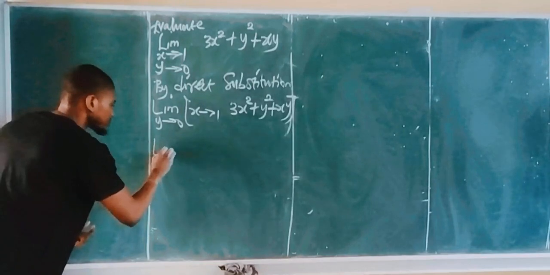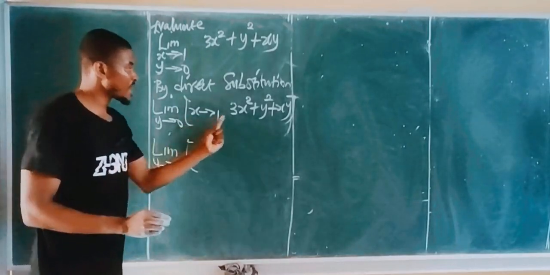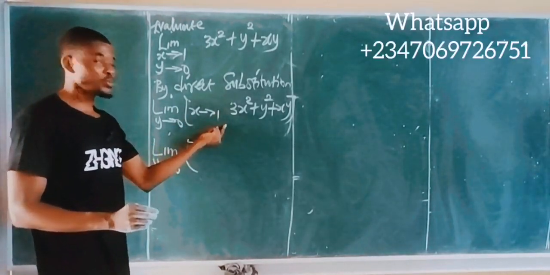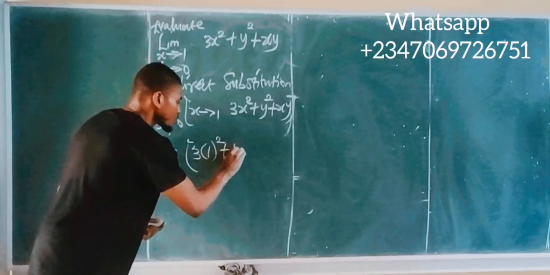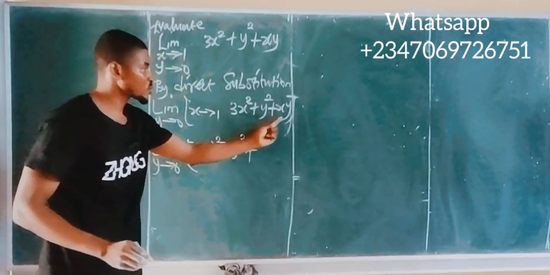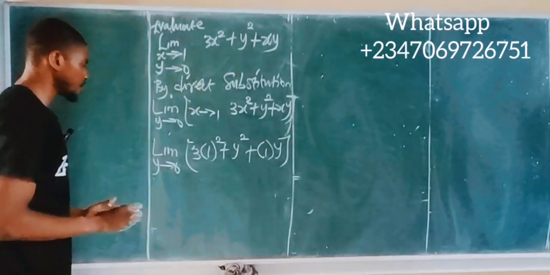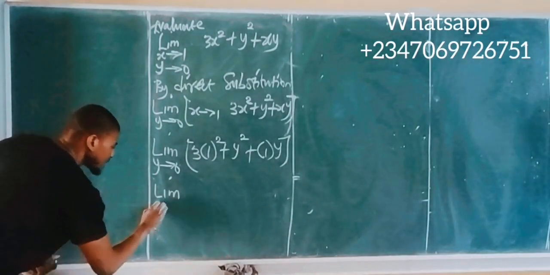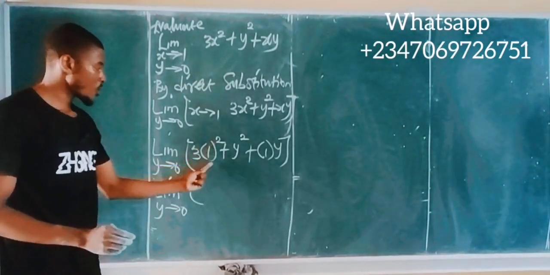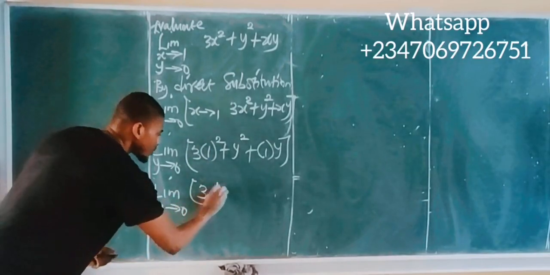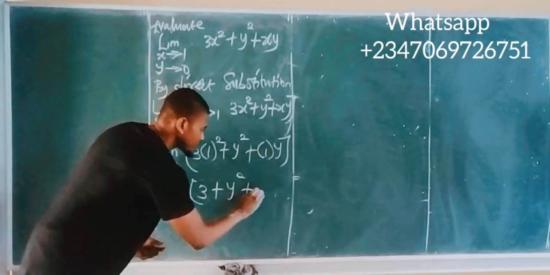So I will have the limit as y tends to 0. In place of x, I have 3x squared here, so in place of this x squared, I'll simply put in 1. This becomes 3 into 1 all squared, plus y squared, plus here I have xy, so in place of this x, I'll simply put in the value 1 times y. So this becomes the limit as y tends to 0 of, of course 1 squared is 1, times 3 still gives us 3, plus y squared, plus 1 times y simply gives me y.